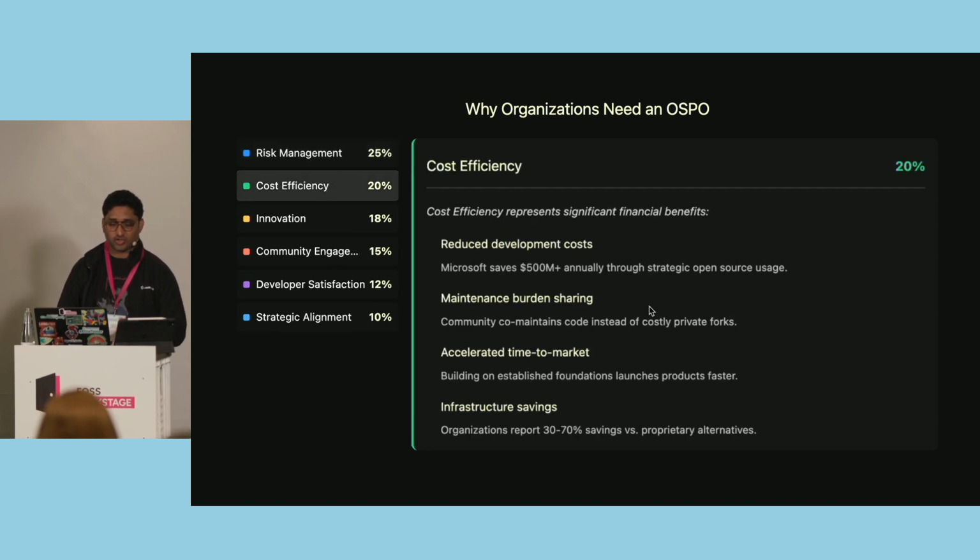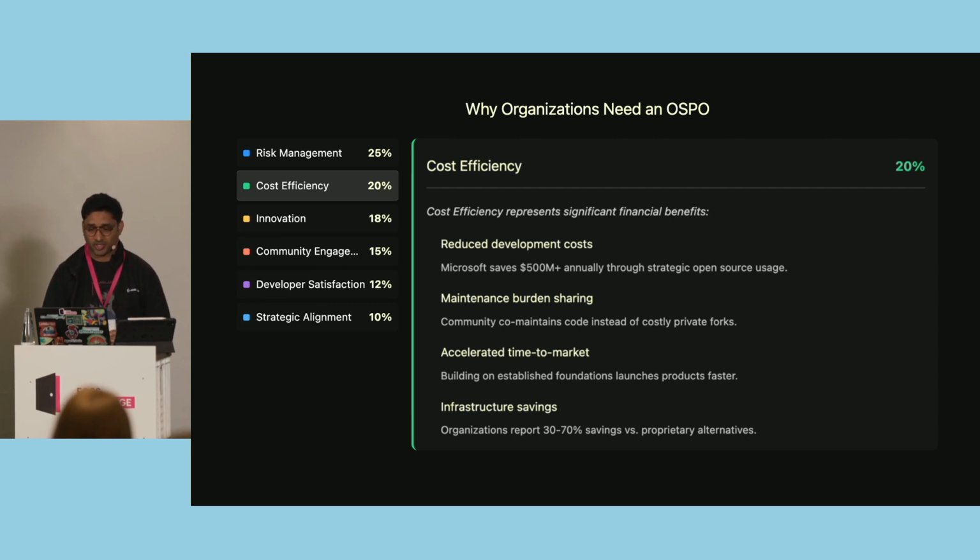And the second one is cost efficiency, which is at 20%, because cost efficiency represents the significant financial benefits to the company. First one is reduced development cost. So successful companies, I can say, leverage existing open source solutions rather than creating new things from scratch. It is said that Microsoft saves $500 million annually through strategic open source usage.